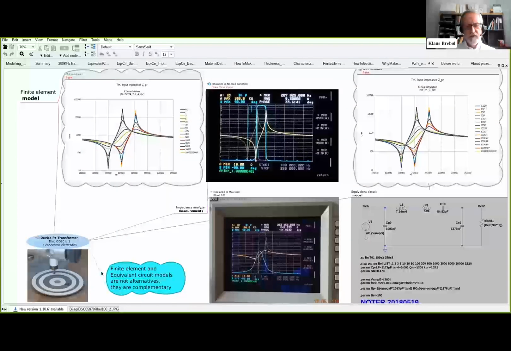And what I want to say here is that finite element and equivalent circuit models are not alternatives. They are complementary, and hopefully you will understand that from the following.